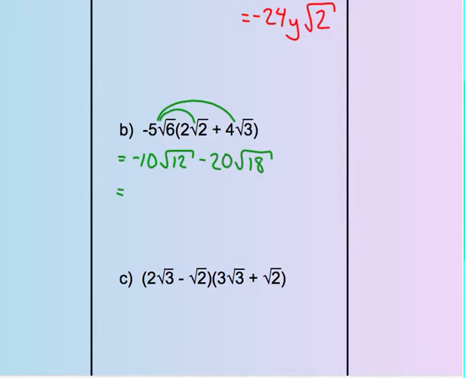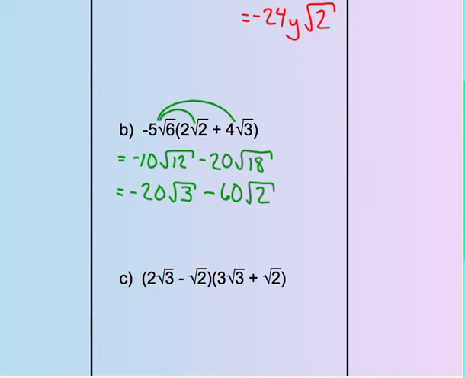Simplifying under the radical, 12 has a perfect square factor of 4. The square root of 4 is 2, multiplying that by the negative 10. And we had a 3 left over. Perfect square factor of 18 is 9, square root of which is 3. Multiplying that by the 20, I get 60. And there was a 2 left over.